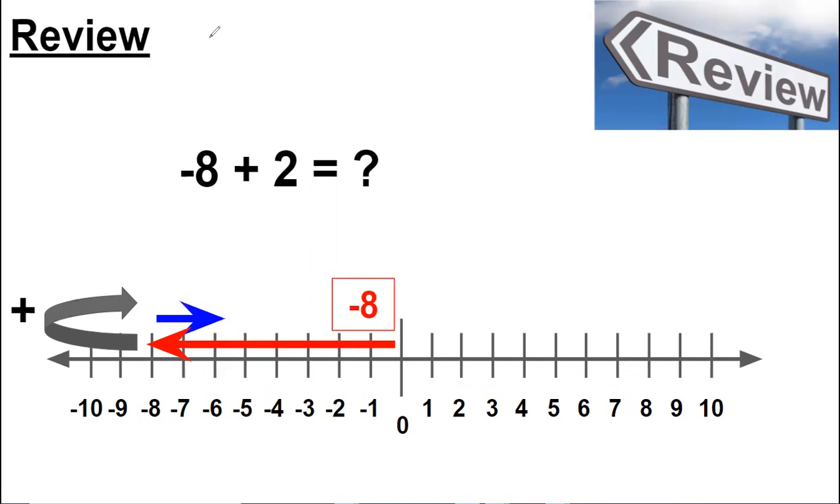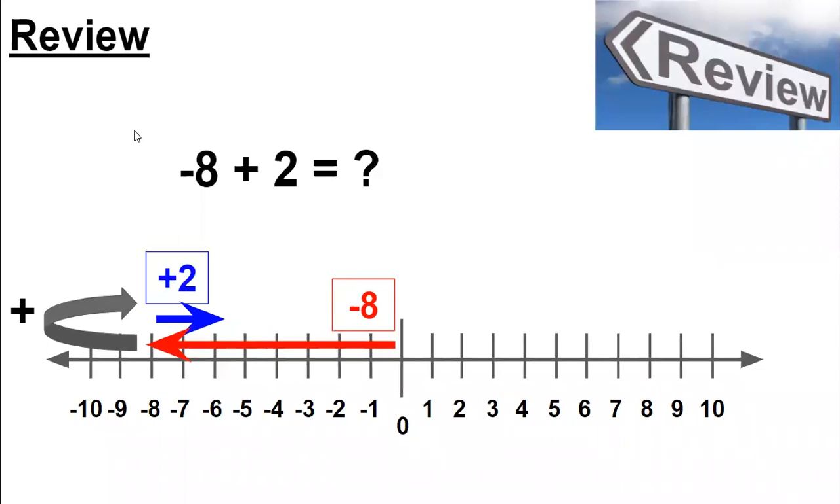So show that. Our positive 2. And our final answer then is negative 6. So you will owe somebody still $6. Negative 8 plus positive 2 is equal to negative 6. That should be a review for you.